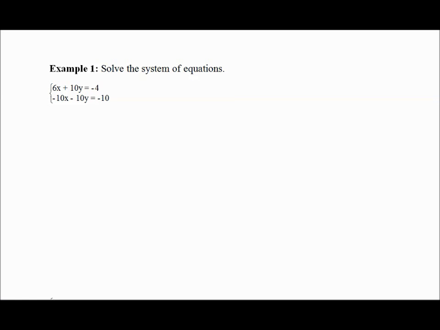Okay, so now the first thing that we're going to have to do if we're using the elimination method is arrange our equations with like terms in columns. And when I look at it, I'm looking at the columns. I see here my x's are already lined up and my y's are already lined up. So step 1 is done for us. Everything is already lined up for us in columns.